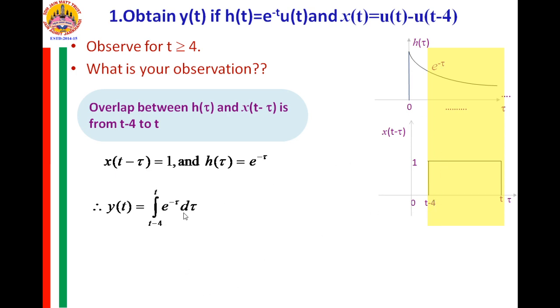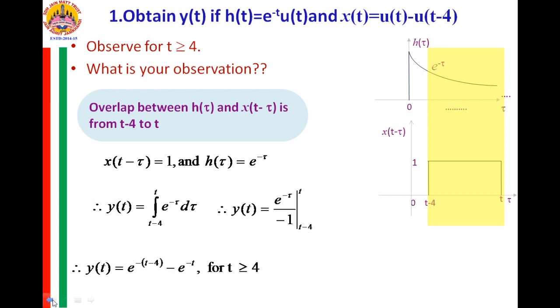So we integrate the convolution integral from t minus 4 to t of e raised to minus tau d tau. So the integration is e raised to minus tau by minus 1. Now the upper limit is t and the lower limit is t minus 4. So y of t is equal to e raised to minus (t minus 4) minus e raised to minus t. This is for t greater than or equal to 4. Now you have two values for y of t. One is for t less than 4 and the other one is for t greater than 4.